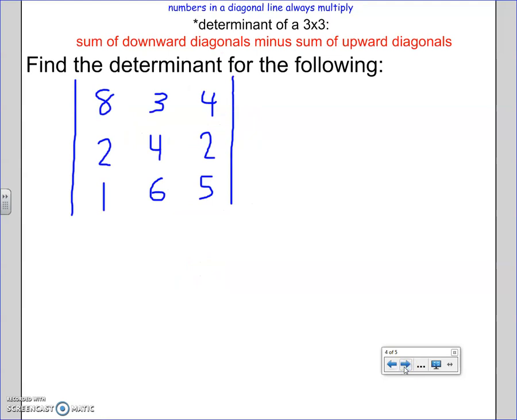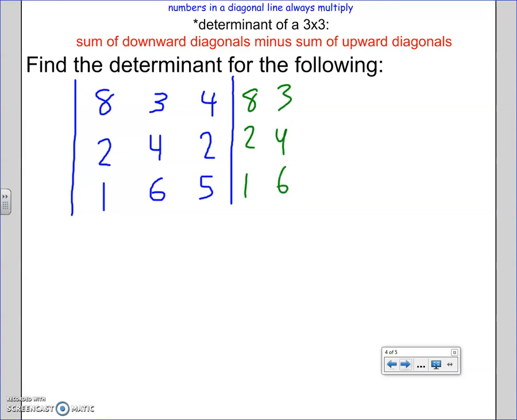If you have a 3 by 3, very similar idea, but there's going to be multiple diagonals. But still the same thing. It's going to be the downward diagonals minus the upward diagonals. Since there's multiple diagonals, you do the sum of the downward diagonals minus the sum of the upward diagonals. You also do a little trick where you have to rewrite the first 2 columns twice to the side. So I put 8 here, 2, 1, 3, 4, 6.